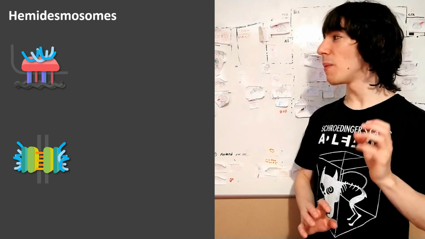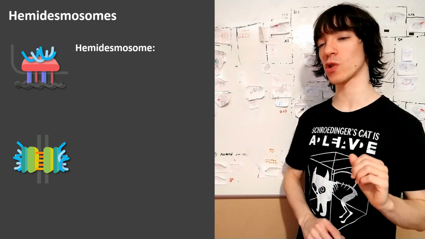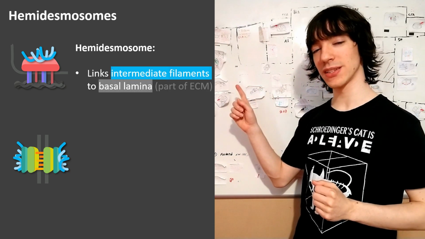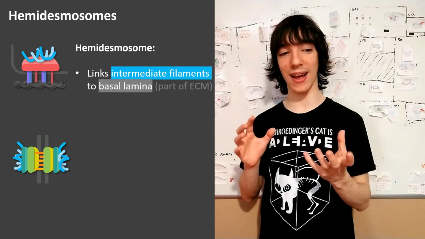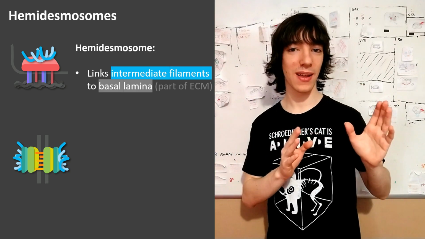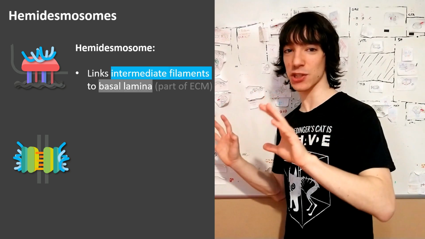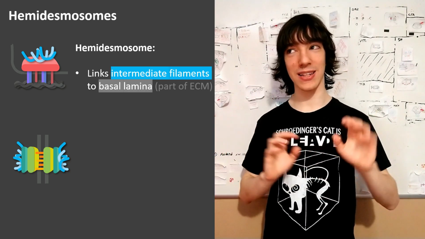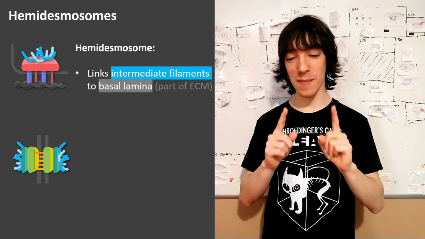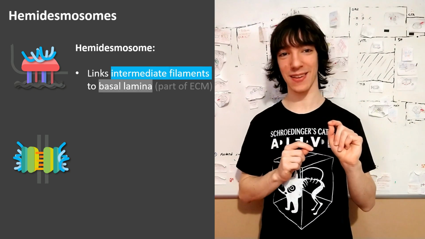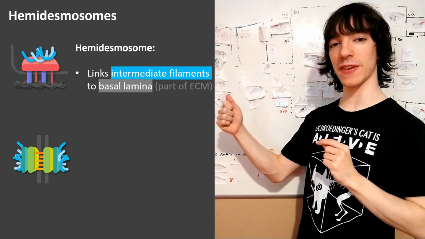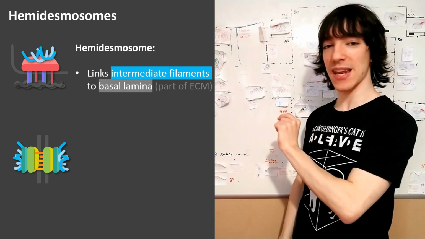So, the basic idea of hemidesmosomes is that they connect the intermediate filaments, that is, one kind of filament in the cytoskeleton. The thinnest one is microfilaments, the thickest one is microtubules, and in the middle of those two you find intermediate filaments. They are intermediate, but they are also the most resistant, so don't be fooled by that. Hemidesmosomes connect intermediate filaments to the basal lamina.